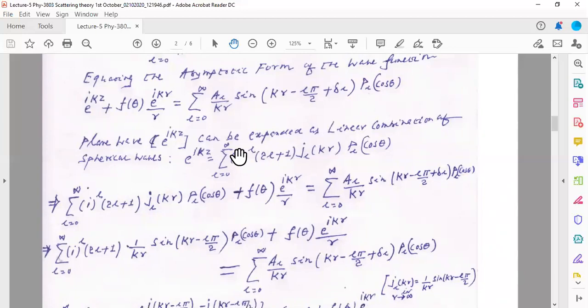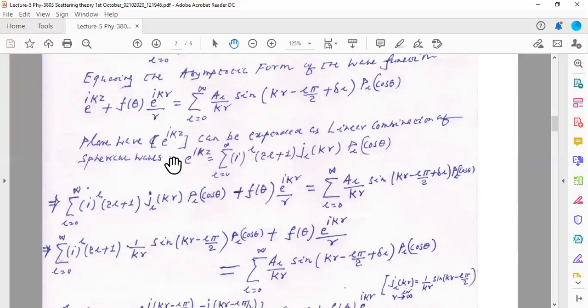And we have developed e to the power of ikz equal to the sum over l, where l changes from 0 to infinity, of i to the power of l, (2l plus 1), j_l of kr, P_l of cos theta. This is known as the Bauer expansion. So I substitute the Bauer expansion here: on the left hand side of this equation, I substitute e to the power of ikz, so I am writing the sum from l equal to 0 to infinity, i to the power of l, (2l plus 1), j_l of kr, P_l of cos theta.